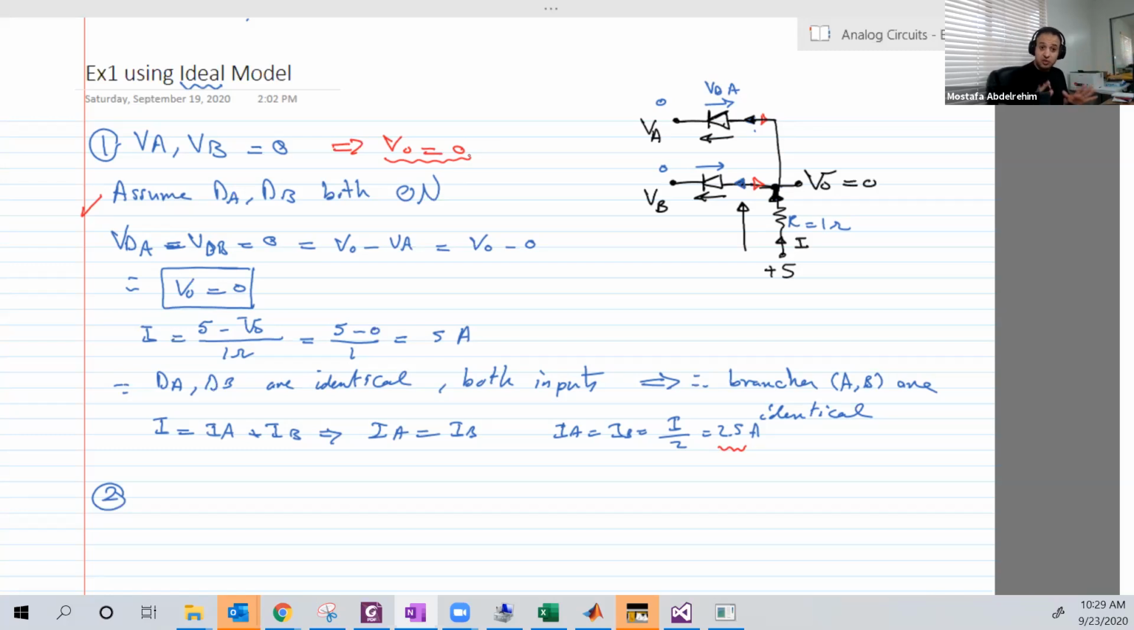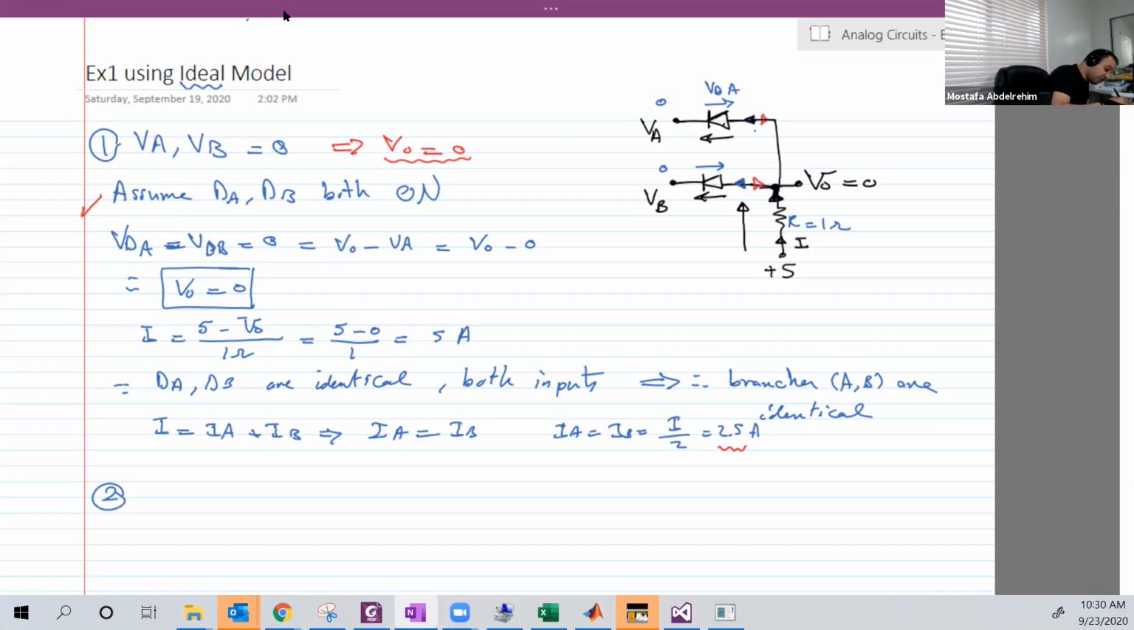So the constant voltage model is our default, which has 0.7. If I say use the ideal model, then you must use the ideal model. Or if I say solve it accurately, or with the accurate exponential model, you must use the accurate exponential model.